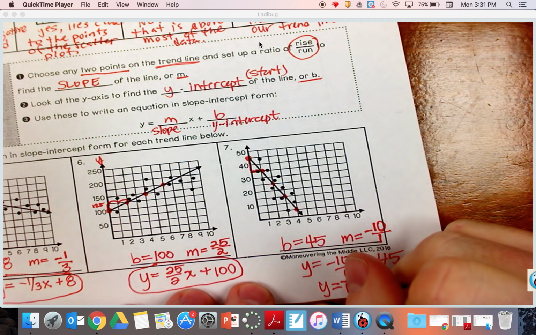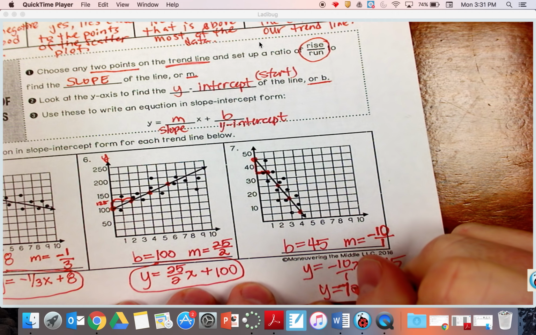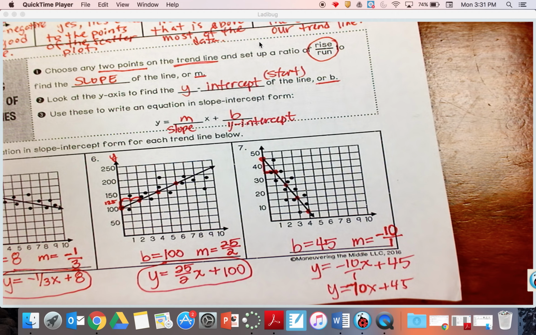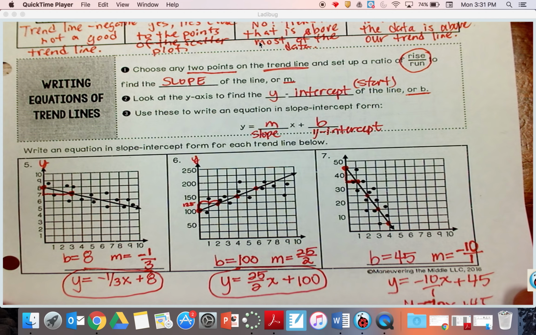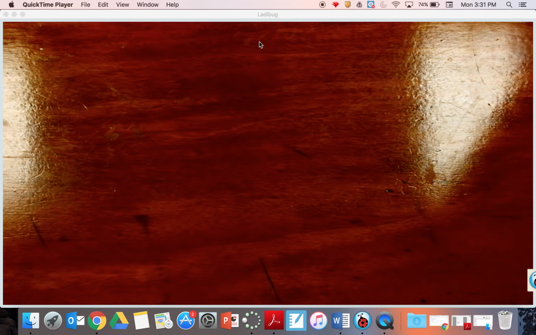So I have that put there. I can write it as a fraction, or I can just write it as negative 10 if I wanted to. So those are the 2 names for those trend lines. Okay? So use those to help you when you're working on those. Remember, we're just finding the rise and the run on those. Okay?